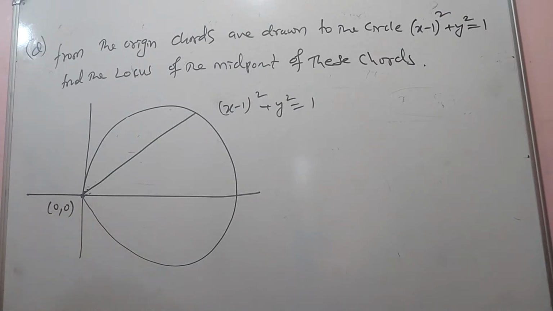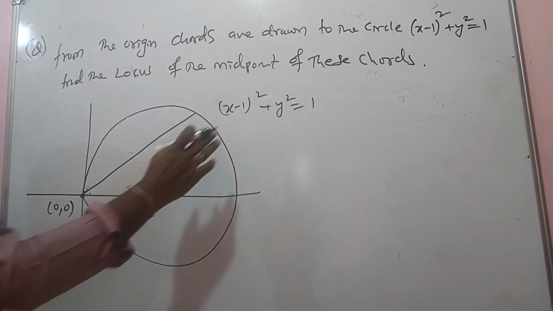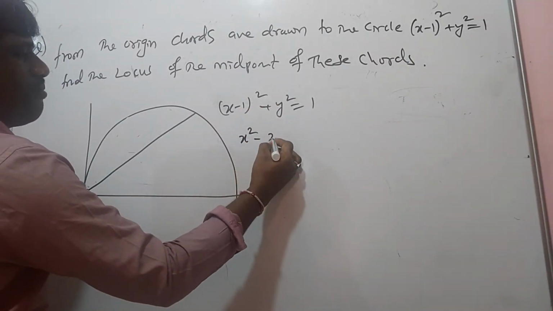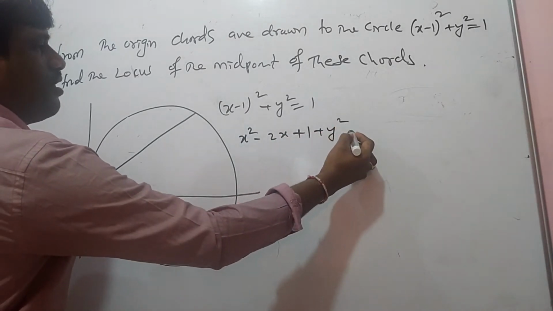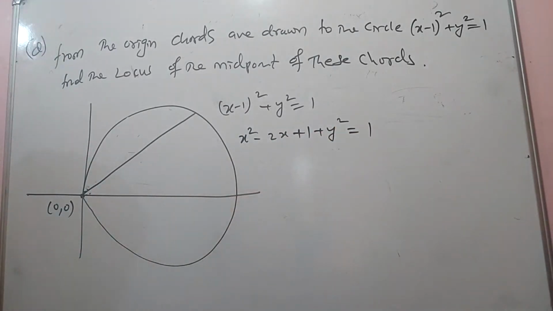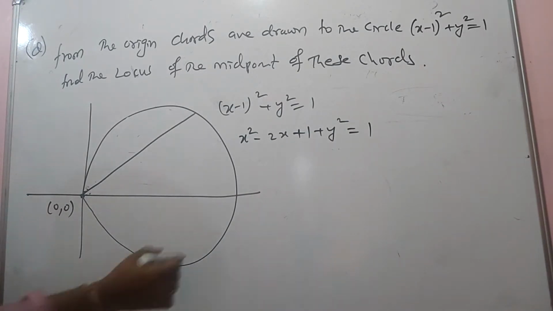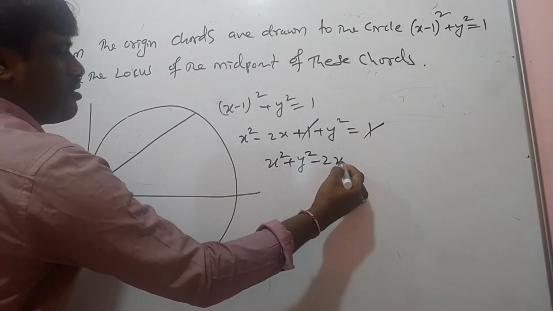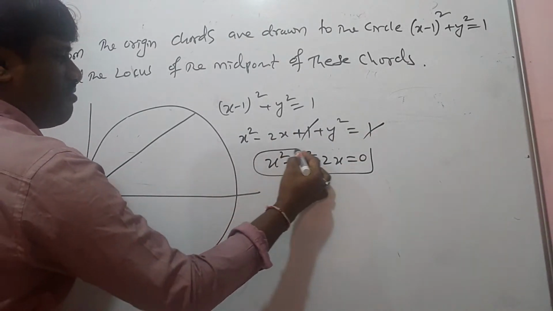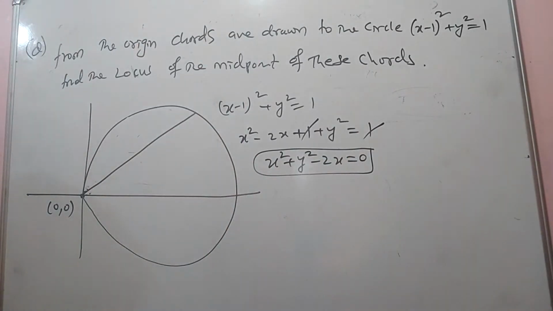So (x minus 1) whole square plus y square is equal to 1. If I simplify this, I get x square minus 2x plus 1 plus y square is equal to 1. The 1 cancels out, so x square plus y square minus 2x is equal to 0. This is the equation of the circle.